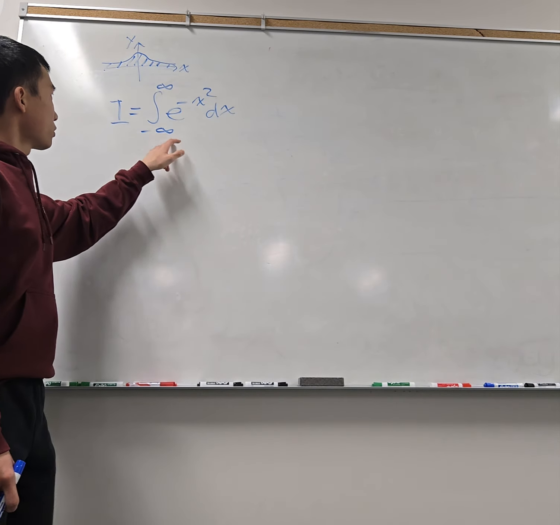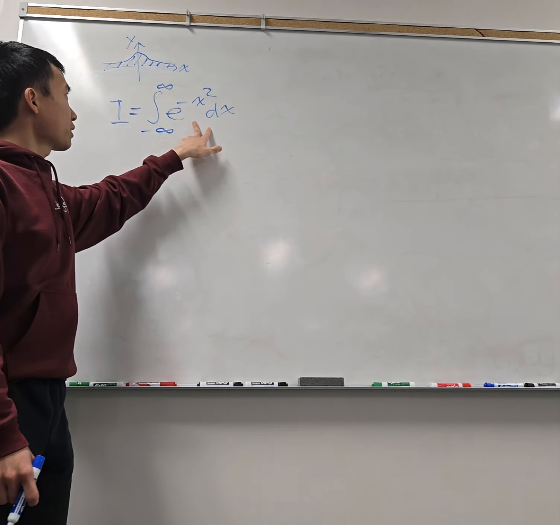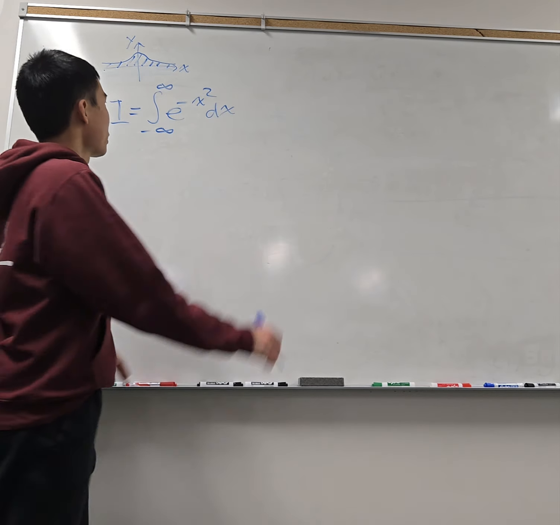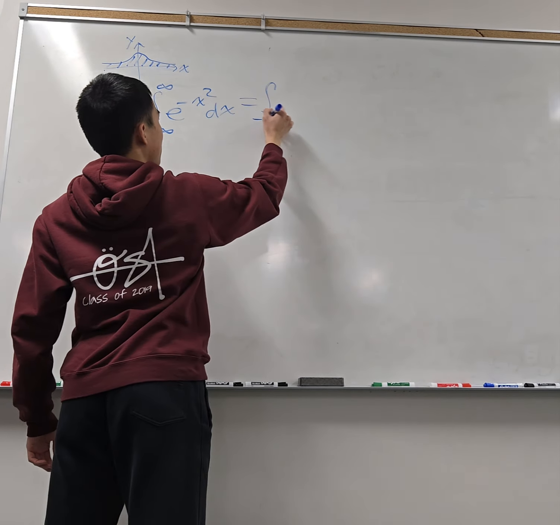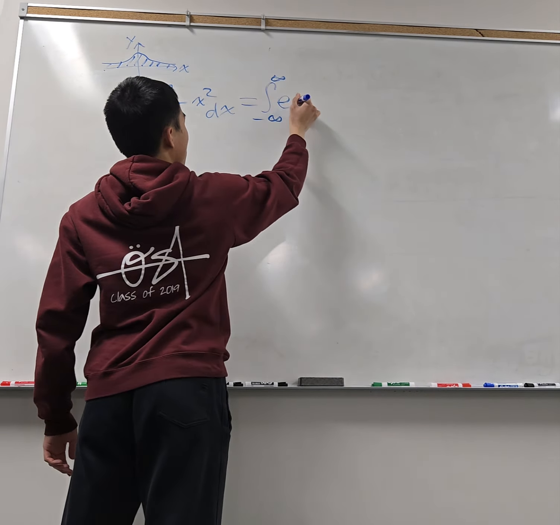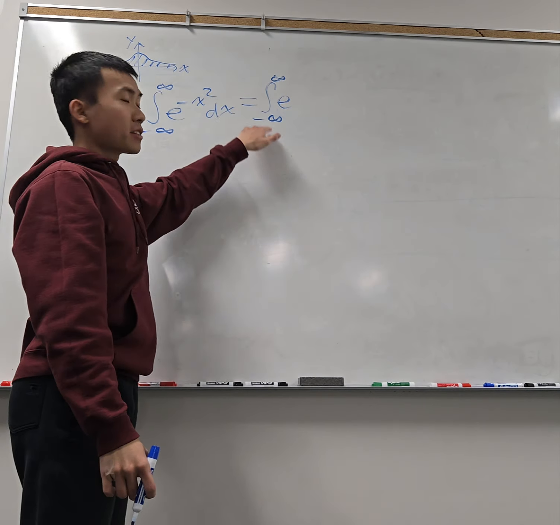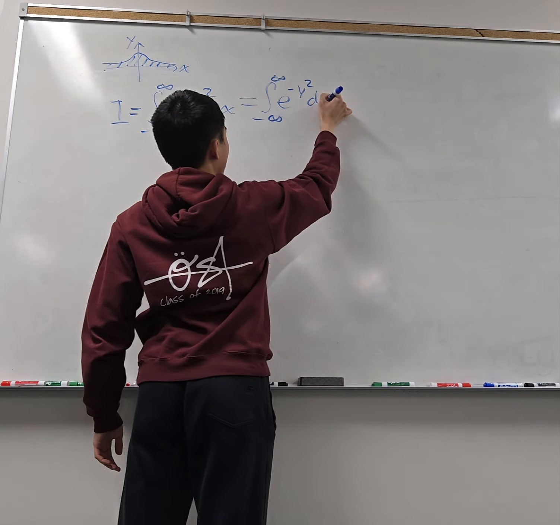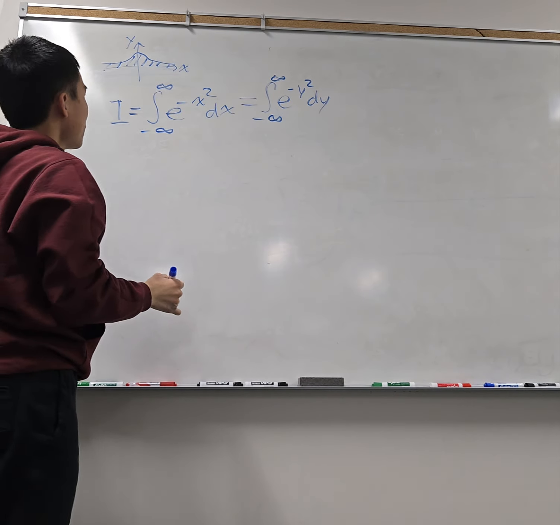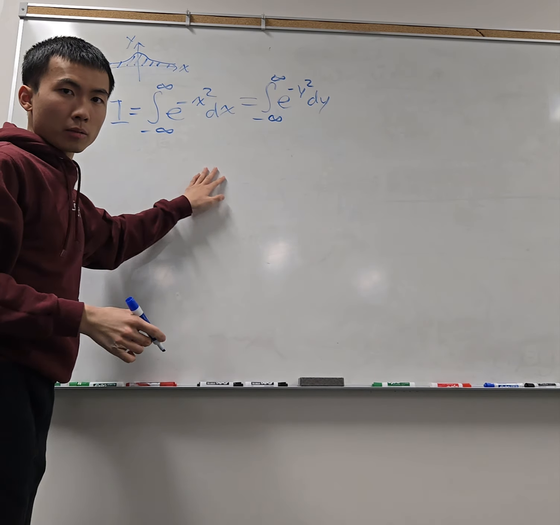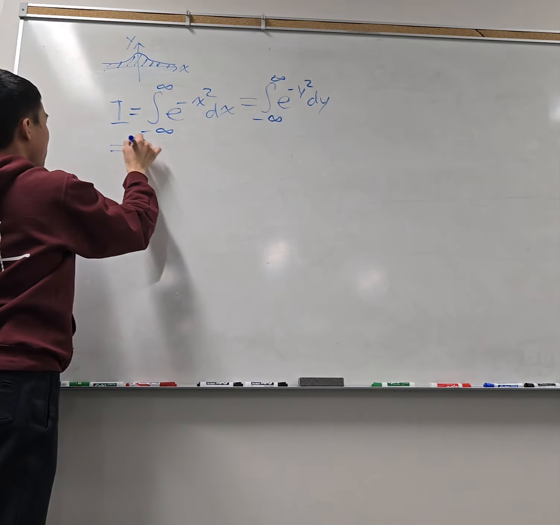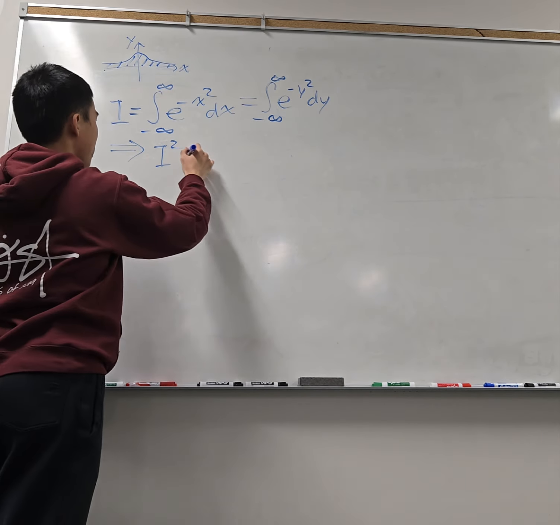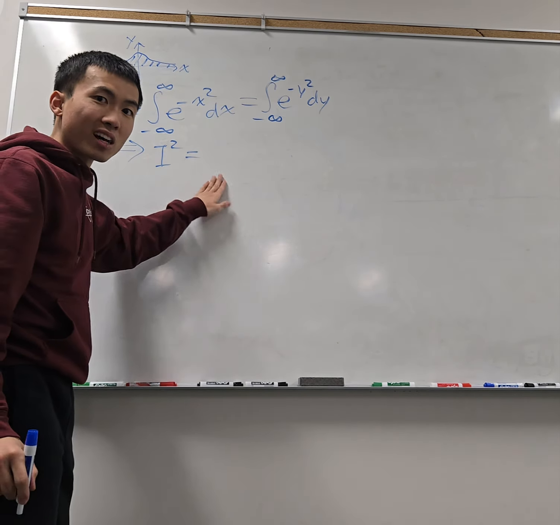So if I is equal to this, I can rewrite this same expression but change the variable x to the variable y. So we have the improper integral from minus infinity to infinity e to the negative y squared dy. And this is fascinating because this implies that I squared is the same thing as I times I.